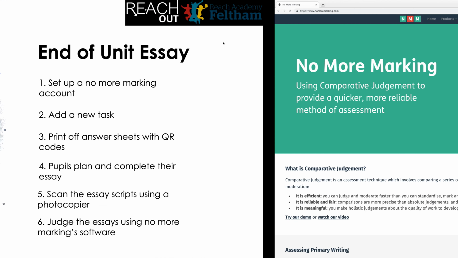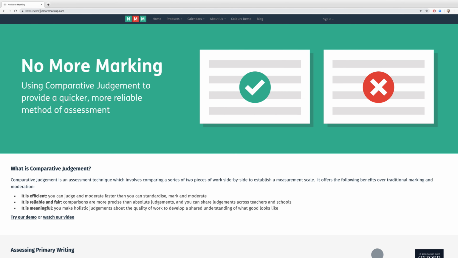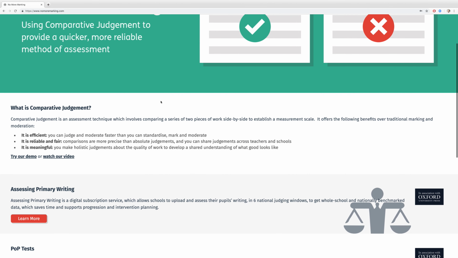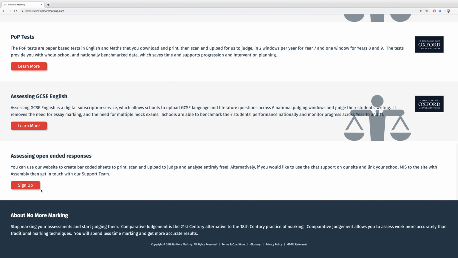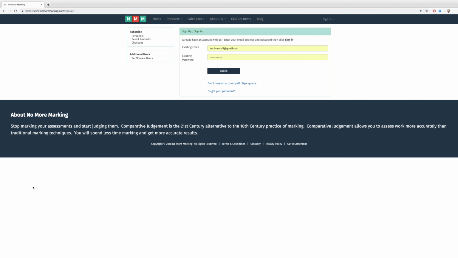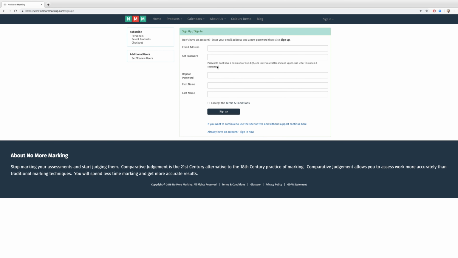The first thing you'll need to do is to sign up to nomoremarking.com, and you can sign up for a free account. I know that some schools are already using their assessing writing product at primary school, which helps you to get a sense of the children's writing and literacy. But if you don't have an account at the moment, that's okay. If you just scroll to the bottom here, you can sign up for a free account. It will ask you some information about your school. The sign-up's really quick. I've already signed up, so I can't do it here, but just go through those a couple of steps there and sign up.